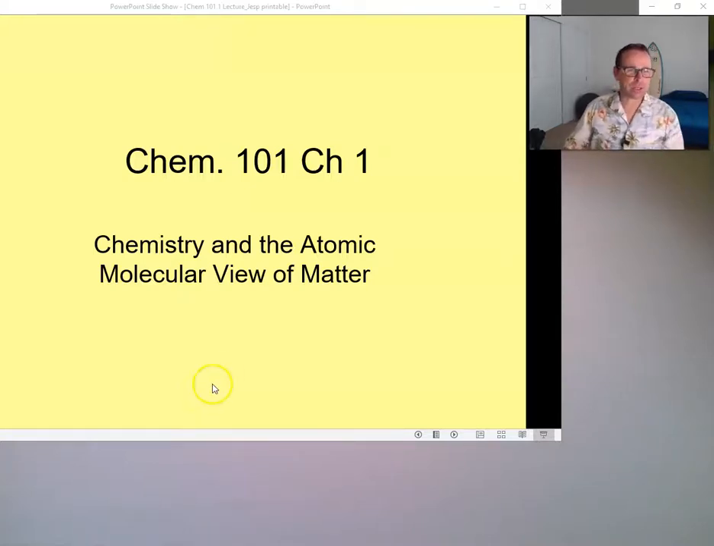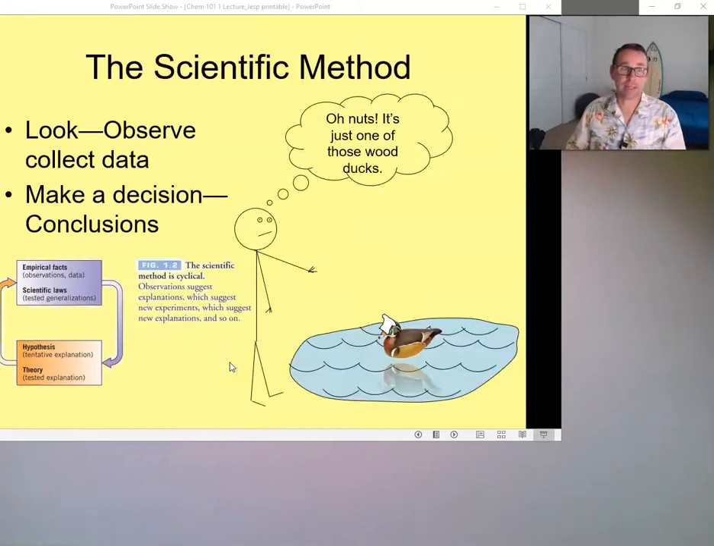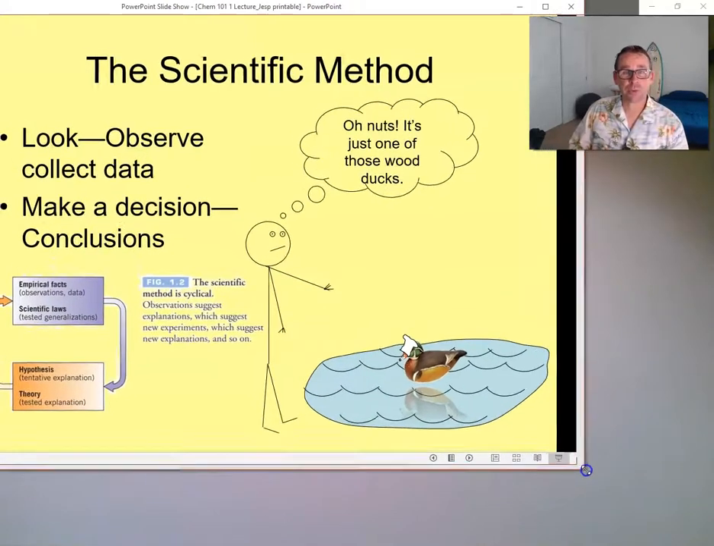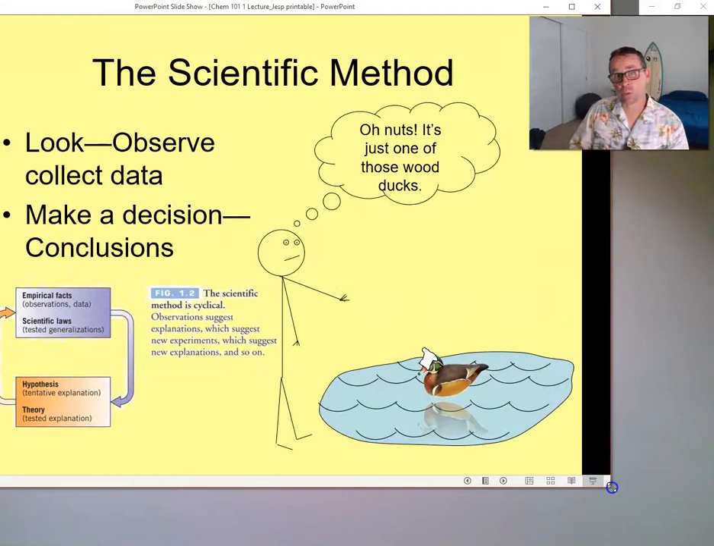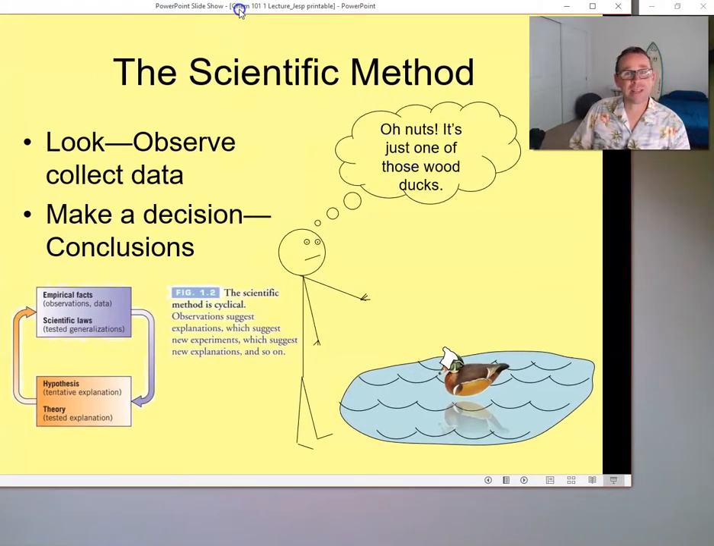This class, chemistry, is a science class, and to start talking about science, we need to understand how science differs from things like philosophy or religion or democracy, right? Science has a different model in which it does things, right? It makes observations, and then from those observations makes kind of rough conclusions and hypotheses.